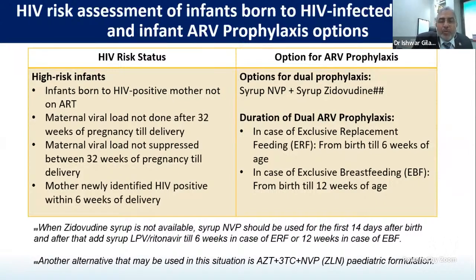In such a situation, we provide the option of dual prophylaxis, which is nevirapine plus zidovudine. Duration of dual ARV prophylaxis in case of exclusive replacement feeding is from birth till 6 weeks of age, and in case of exclusive breastfeeding from birth till 12 weeks of age. So the difference is whether you are breastfeeding or not breastfeeding. If breastfeeding is there, then at least 12 weeks. So double the duration is required.